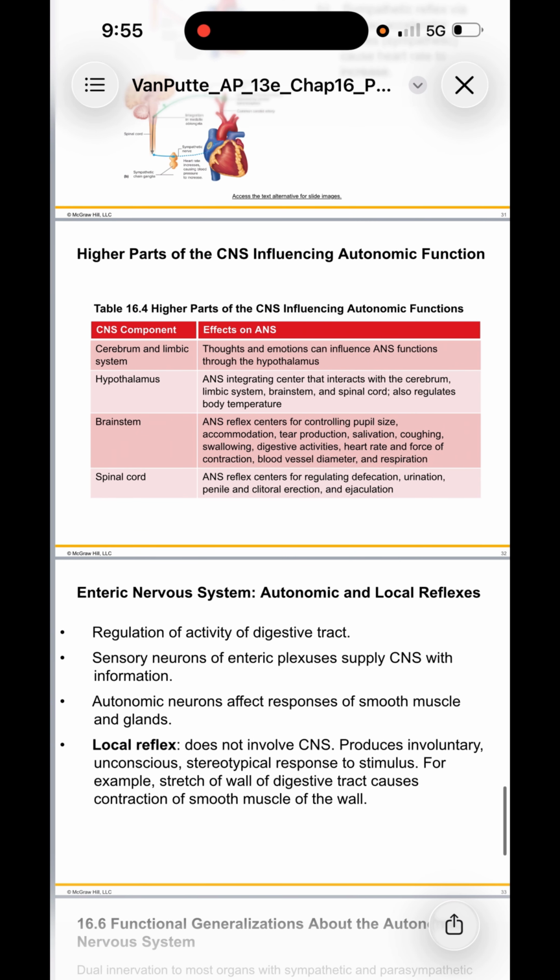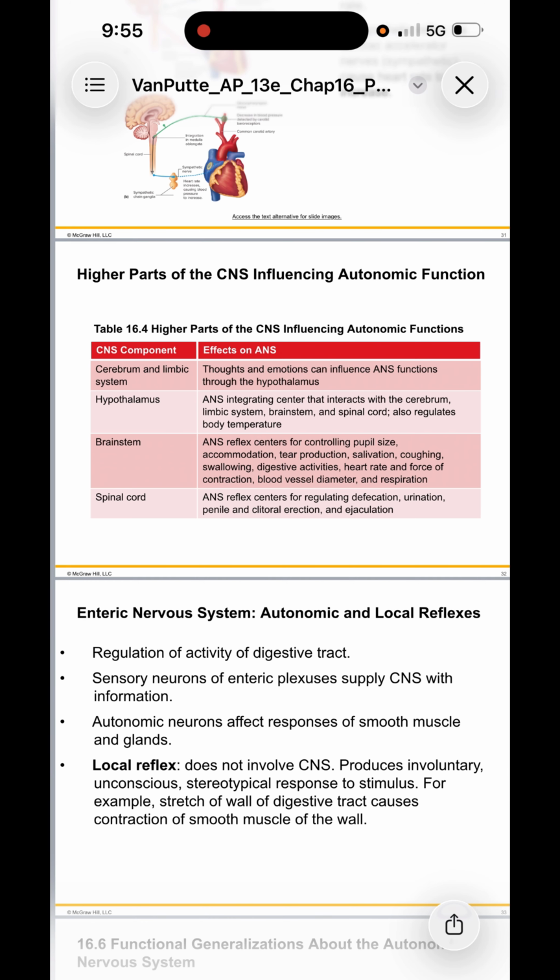Higher parts of the CNS influencing autonomic function. Table 16.4. Higher parts of the CNS influencing autonomic functions. CNS component, effects on ANS. CNS component: cerebrum and limbic system. Effects on ANS: thoughts and emotions can influence ANS functions through the hypothalamus. CNS component: hypothalamus. Effects on ANS: integrating center that interacts with the cerebrum, limbic system, brainstem, and spinal cord.